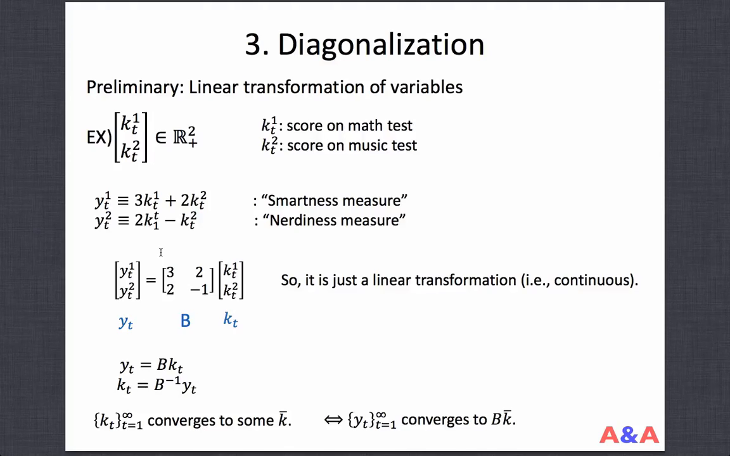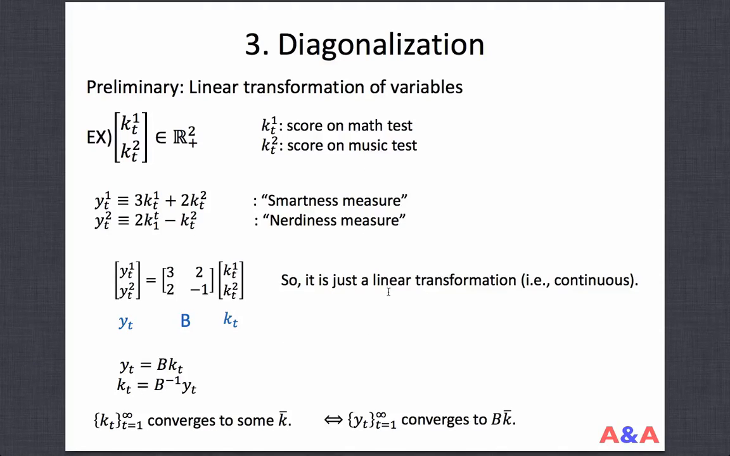Now let's express the definition of these two measures in the matrix form. So yt is the week t vector of these two measures and kt is the week t vector of the test scores, and b is the matrix of these coefficients 3, 2, 2, and minus 1. So yt is equal to b times kt. It is just a linear transformation. Consequently, kt is equal to b inverse times yt. Test scores are also linear transformation of the measures.